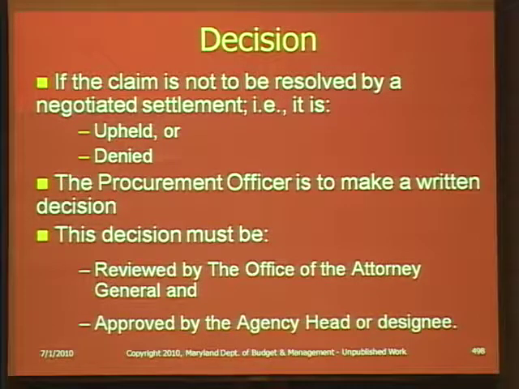So you either uphold or deny the claim. The procurement officer is to make a written decision. This decision must be reviewed by the Office of the Attorney General and approved by the agency head or designee.